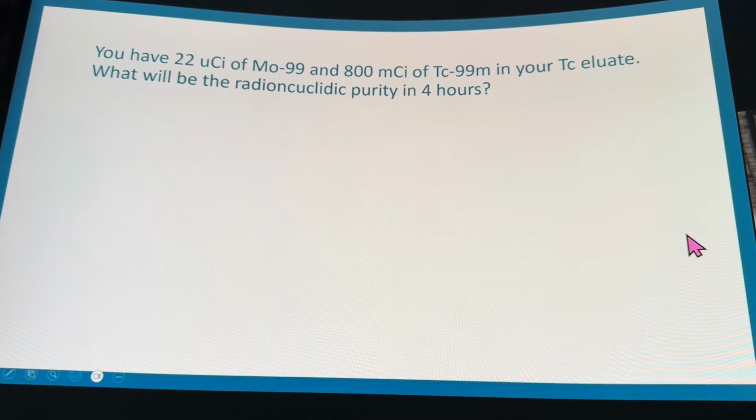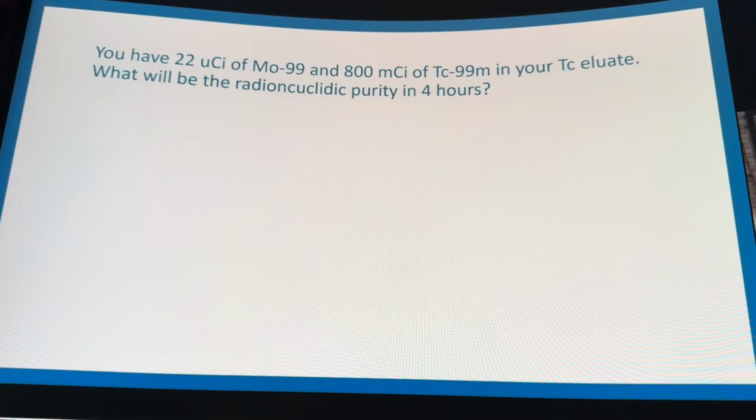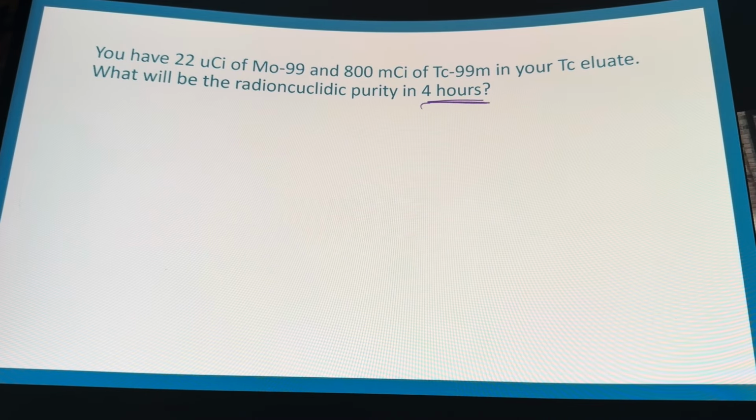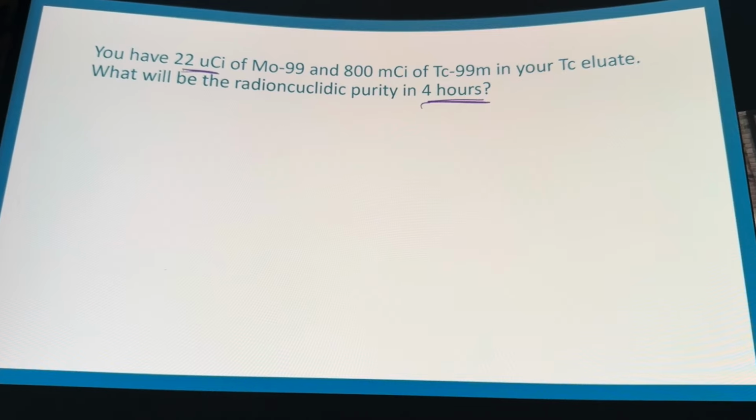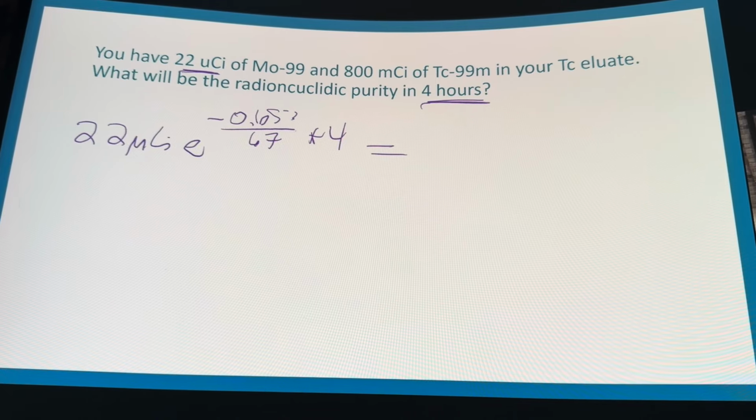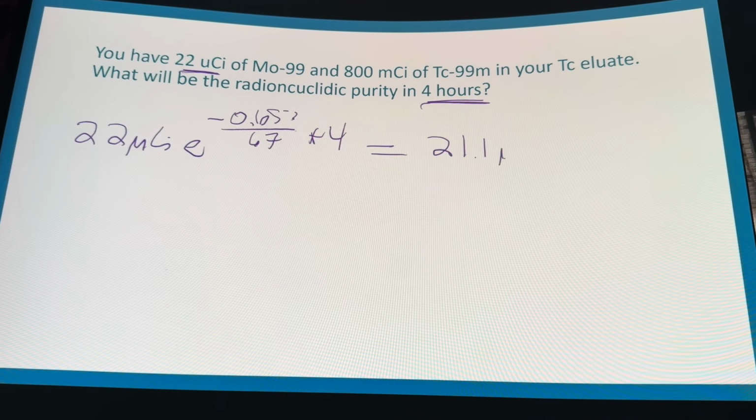All right. You have 22 microcuries of moly and 800 millicuries of tech in your Tc-99m eluate. What is going to be my radionuclide purity in 4 hours? Now I have to do 2 different decay problems. I cannot get around that. You have to do it twice. So I'm going to decay 22 microcuries of moly: e to the negative 0.693 divided by 67 times 4. I have 21.1 microcuries of moly.